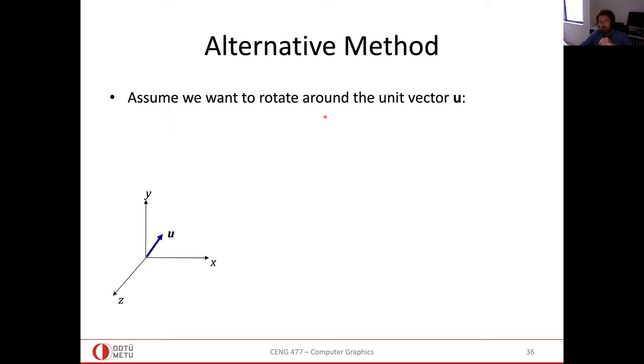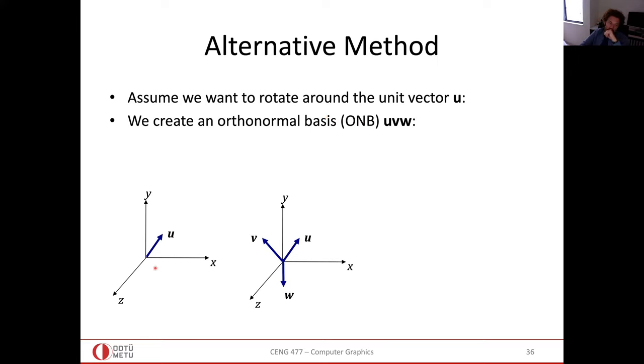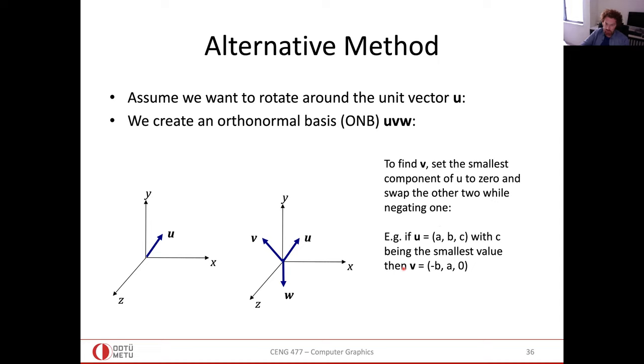So this is the common method. Alternatively, since you have U, you can put U into a different coordinate system, U, V, W. So this is different than X, Y, Z, but it will be similar in the sense that these axes, directions will be mutually perpendicular. And to achieve that, given U, I create V by just setting one of the components to zero and shifting the locations and making one minus. And the logic here is V must be perpendicular to U.